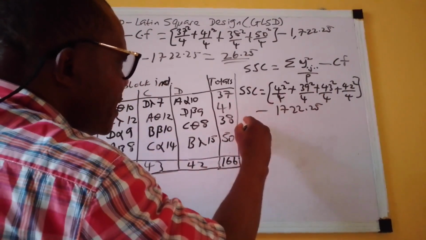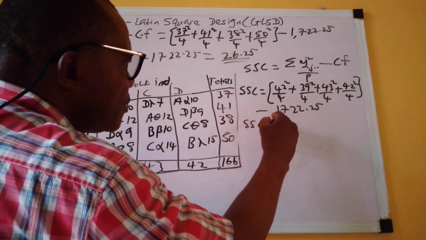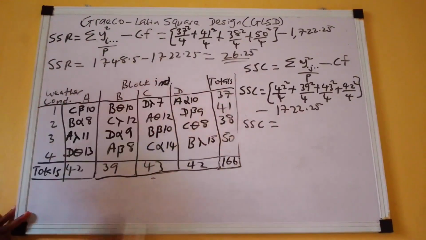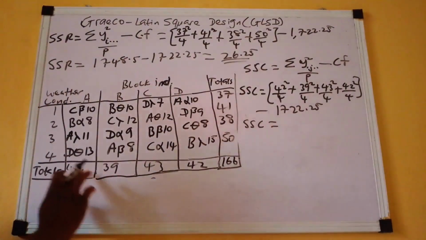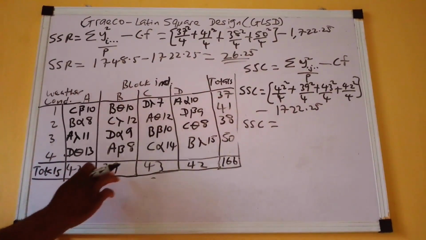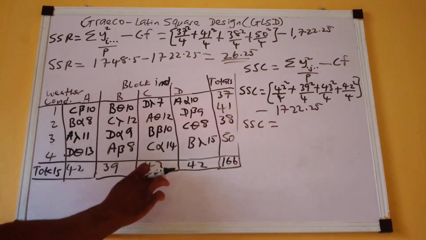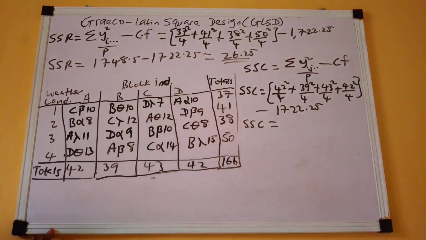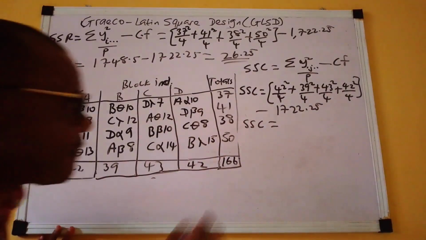1722.25. So our SS column, which is the sum of square for column, which is the sum of square for the block industries. These are the columns: 42 square over 4 plus 39 square over 4 plus 43 square over 4 plus 42 square over 4. Then when you carry out that arithmetic, you're going to get 1724.5.